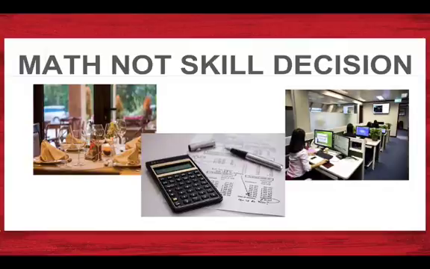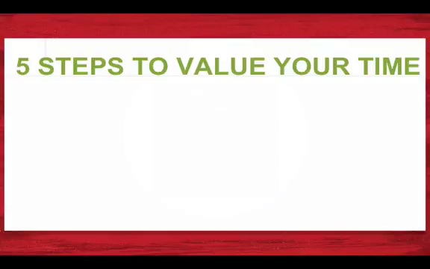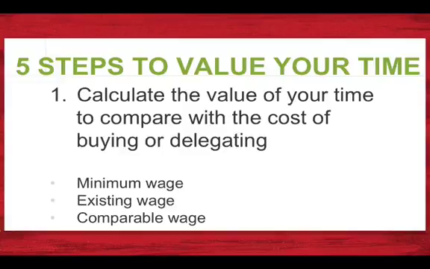This practice is really for those action items on your act list where the decision to do, buy, or delegate is not clear and could go in any direction, and you are not sure how to decide if you should complete the work on your own. Here are 5 steps for determining the value of your time. First, calculate the value of your time so that you can compare the cost with the cost of buying or delegating.